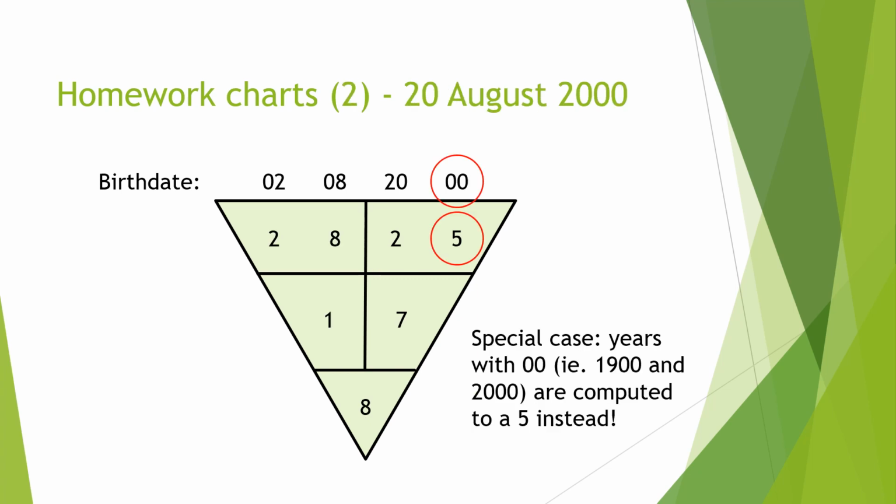The second chart is a little bit more tricky. For people born in years ending with 00, like those from 1900 or the 2000, the 00 is computed to a 5 instead. So a person born on 20th August 2000 has a character 8, strength 7, and weakness 1.